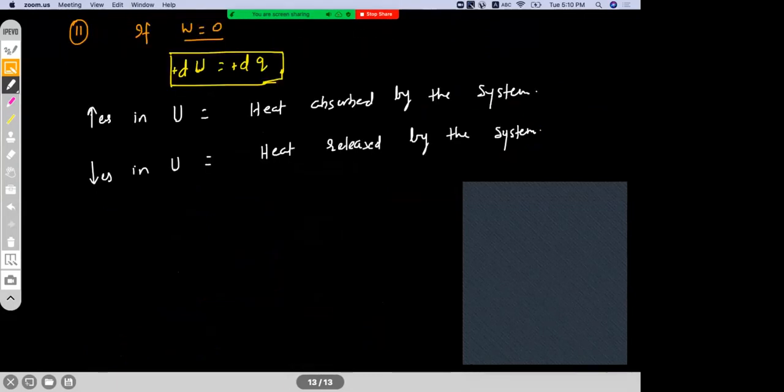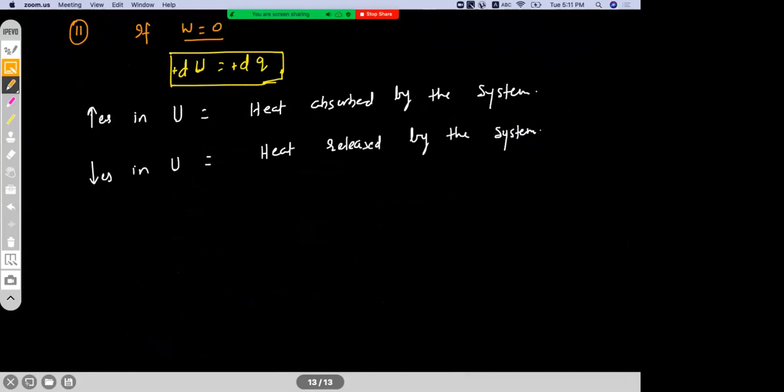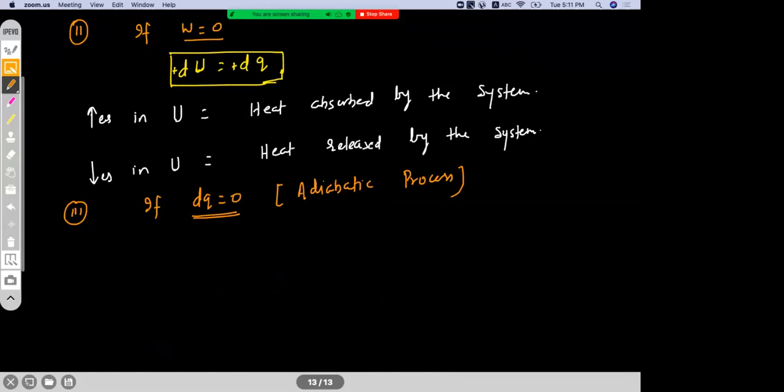Acha, what is the third condition we can apply over here? Anybody? Could you tell me? What is the third condition we can take? dW zero we have taken, delta U zero we have taken. Another one is when dQ is equal to zero. There's no exchange of energy. Adiabatic process, right? dQ equal to zero means adiabatic process. No exchange of energy. So what can we write? dU is equal to dW.